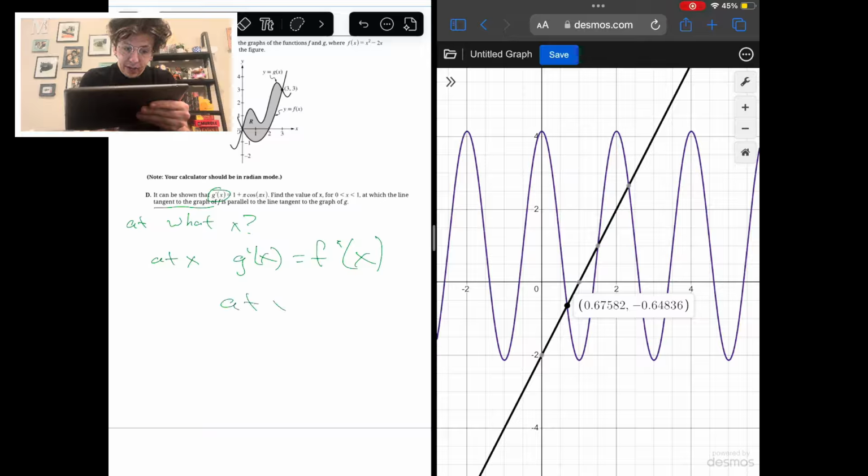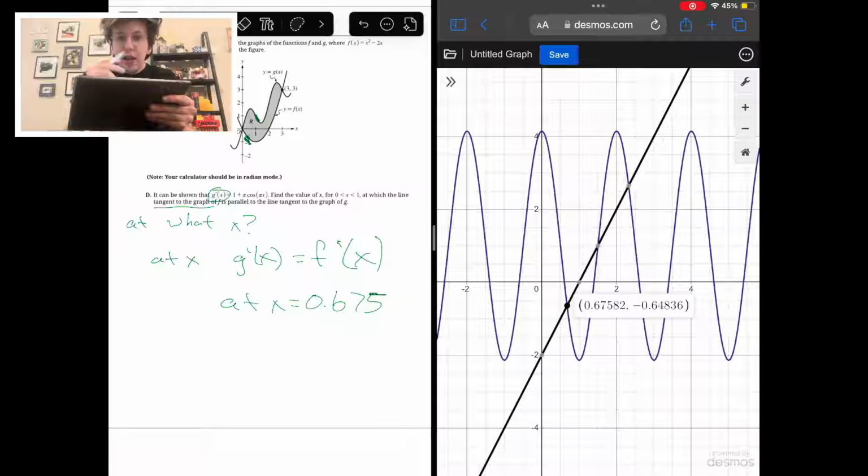So at x equals 0.675. Let's think about that logically real fast. We are trying to figure out at what point the line tangent to the graph of g is parallel to the line tangent to the graph of f. So a little bit past halfway between 0 and 1, about right here, if I draw those tangent lines, they will be parallel, aka they have the same slope.